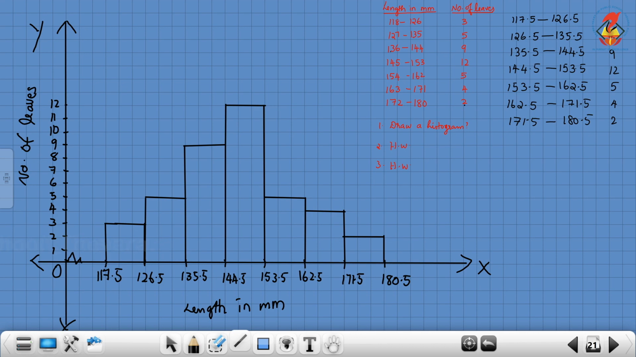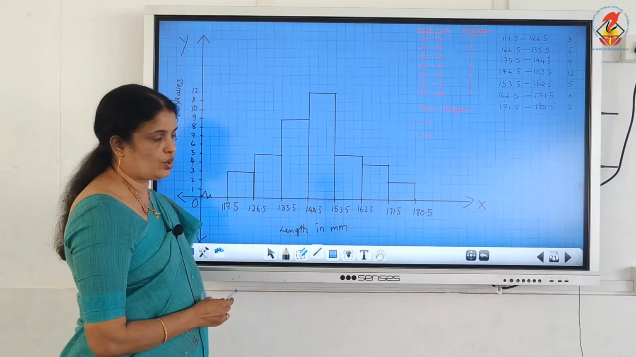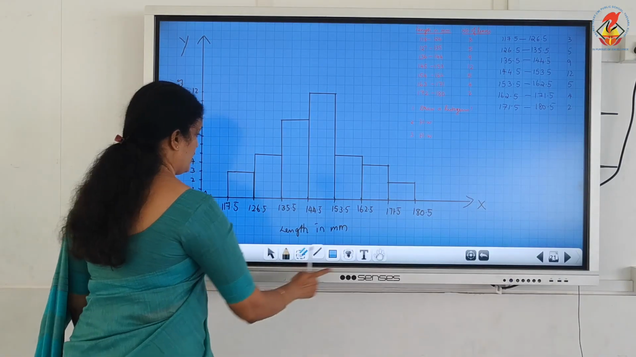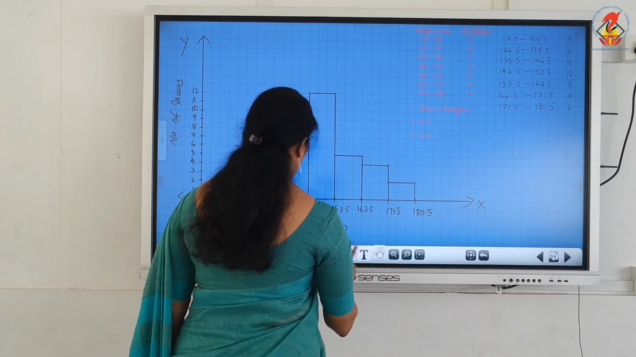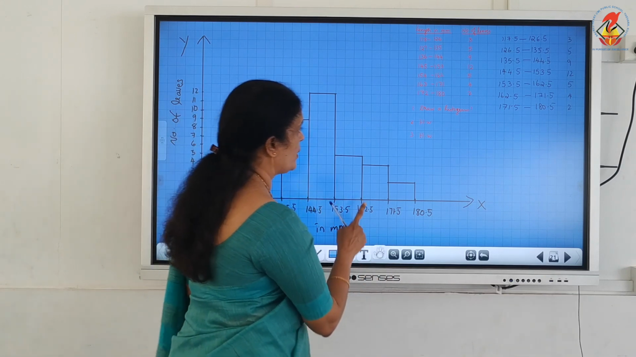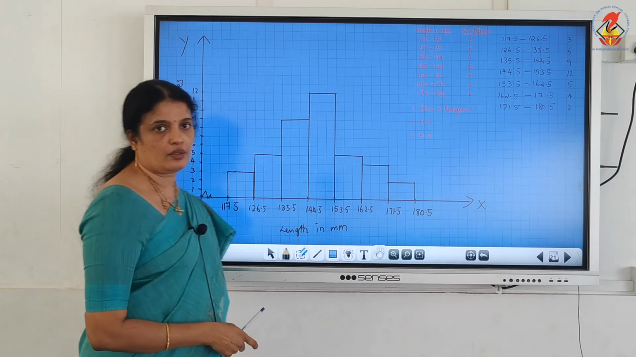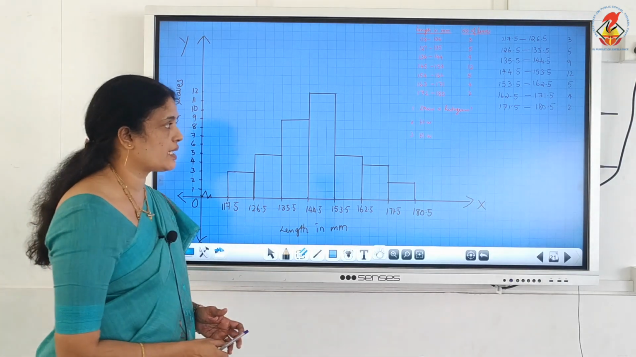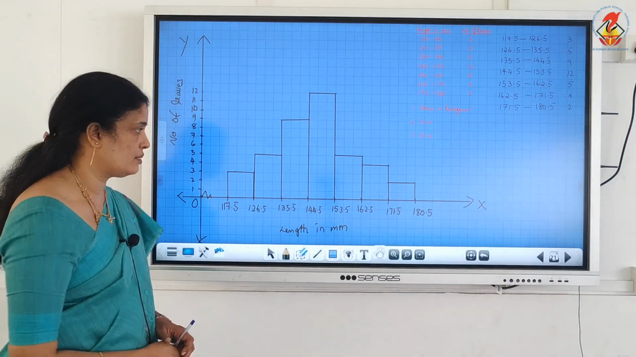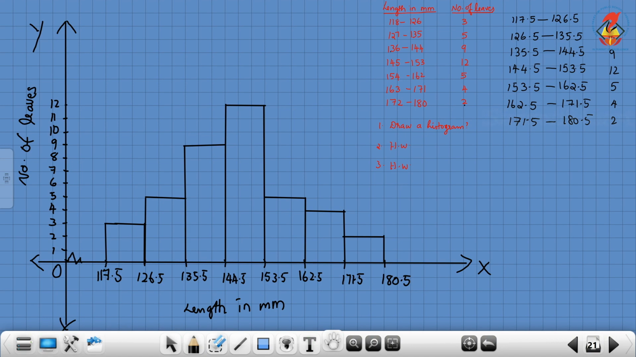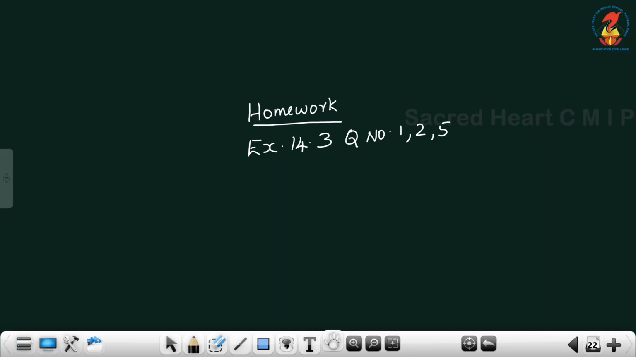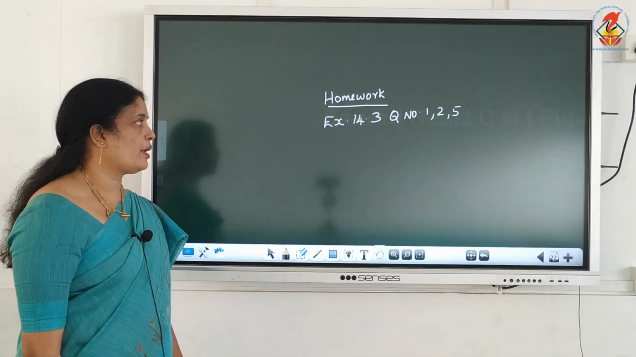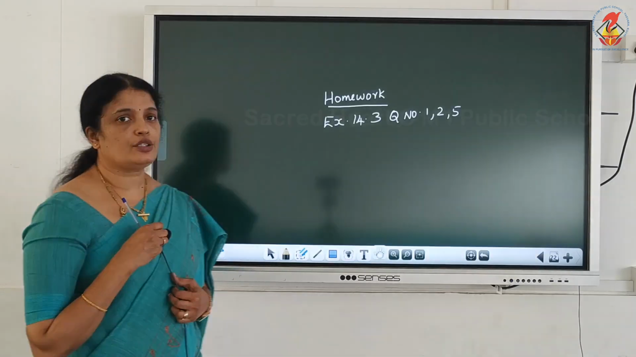Okay, this is a histogram. After this there are 2 questions, 2 and 3. That is homework. Second and third questions are homework. Next, homework: exercise 14.3, questions number 1 to 5.